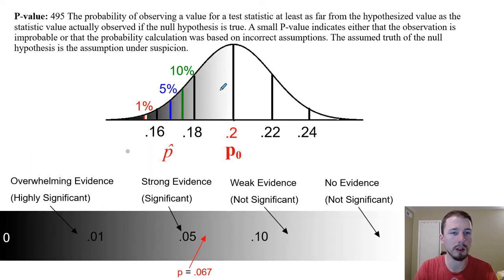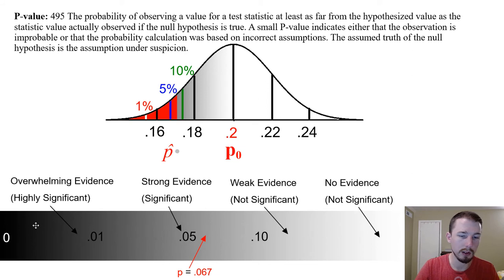The p-value is the probability of observing a value or a test statistic that's at least as far from the hypothesized value as the statistic value actually observed if the null was true. So it's based on the assumption, the condition, that the null hypothesis is true. All right, so if it was really 20%, what's the probability of having a test statistic like the one we got, of 17%? Well, the p-value was 6.7%. Okay, so the 6.7% would be here.